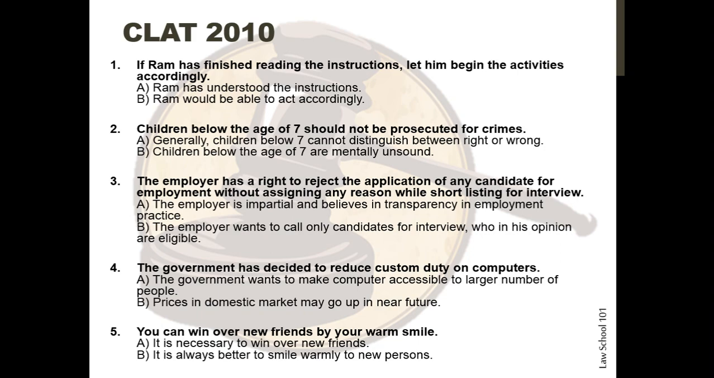Let's discuss the third question. The statement says that the employer has a right to reject the application of any candidate for employment without assigning any reason while shortlisting for interview.